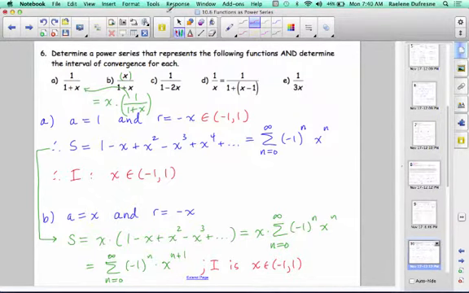Okay, for part C, we can see that there's a different r value here. We'll just state the r value, and leave part C to be done as an exercise. We see that a is equal to 1, and we see that r is equal to positive 2x.